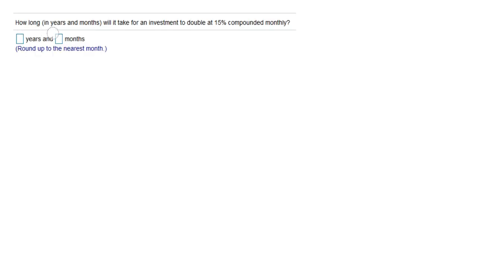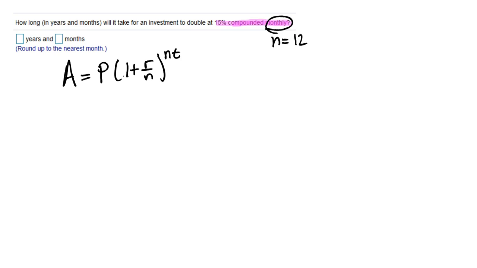This question says, how long in years and months will it take for an investment to double at 15% compounded monthly? Okay, so the part where it says 15% compounded monthly is going to tell me what formula to use. We're going to use our compound interest formula, which is A equals P times 1 plus r over n to the nt. Now it says compounded monthly, which tells me my value of n is 12, for 12 times a year. Monthly is 12 times a year. The 15% is going to tell me what r is. It's 15%. We put that in decimal form, which is 0.15.